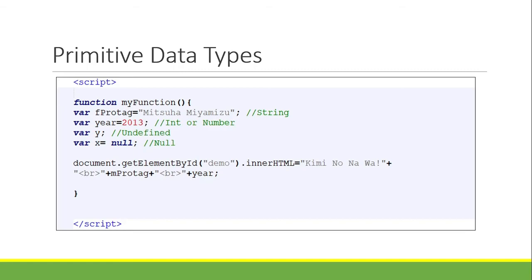This is the example for primitive data types. For string, ang ginamit natin na variable ay fprotag. For number, ang ginamit natin na variable name ay year. For undefined, ang ginamit natin na variable is y. Undefined means wala pa tayong value na nilalagay. For null, ang ginamit natin is x. It means nilagyan natin siya ng value but zero value.